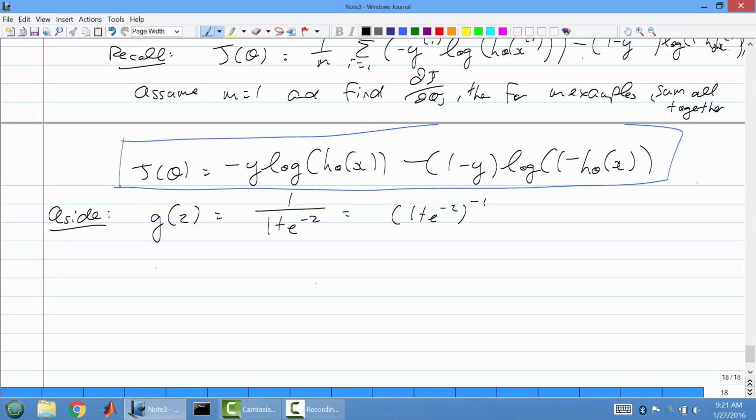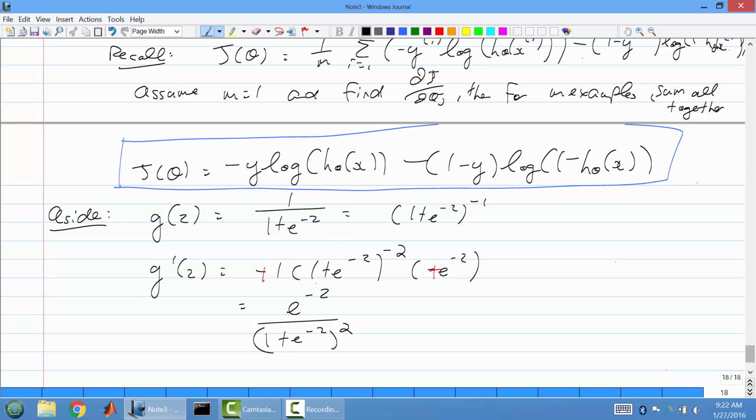If I want to take the derivative of this, it's the power rule. So you bring the minus 1 to the front, you write out what the term is, and then you subtract 1 from the power, so minus 1 becomes minus 2, and then you take the derivative of the inside. It's the chain rule, right? The derivative of 1 is 0, and then this is just minus e to the minus z, and this becomes positive because the two minuses cancel. So finally we get e to the minus z over (1 plus e to the minus z) all squared.